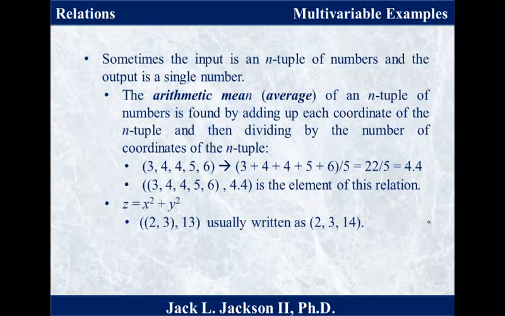Now a lot of times we'll write that not as the ordered pair 2, 3, comma 13, but as the ordered triple 2, 3. I should say 13, not 14. We should write that as 2, 3, 13. But it still could be thought of as an input of an ordered pair and an output of a single number. So we can still think of that as a relation.